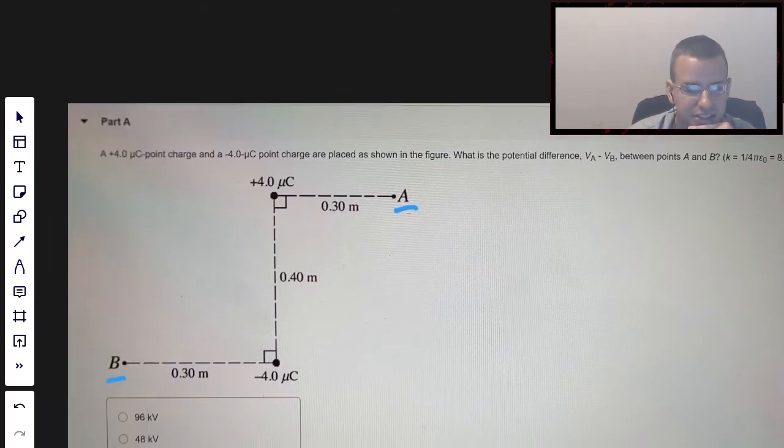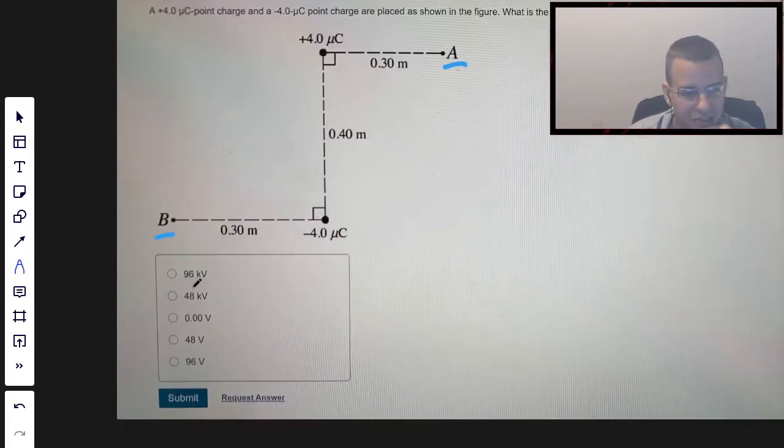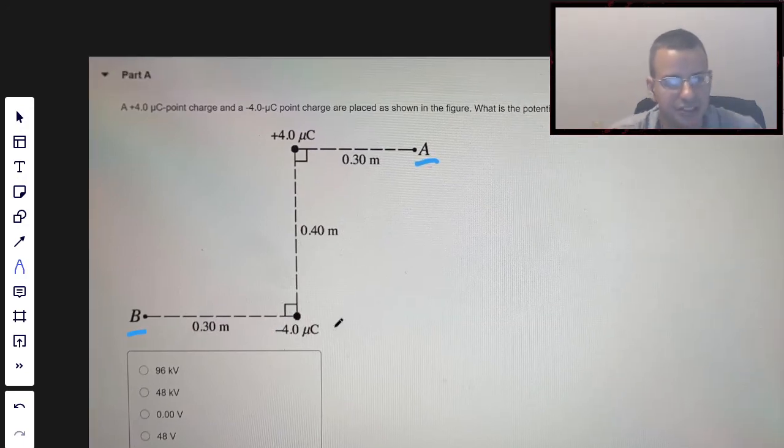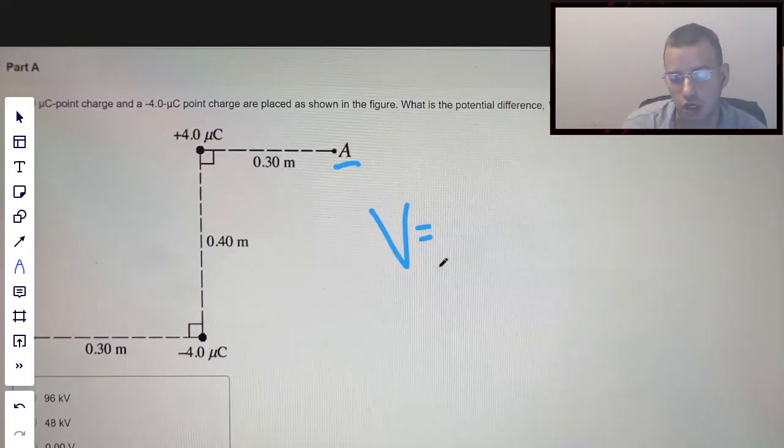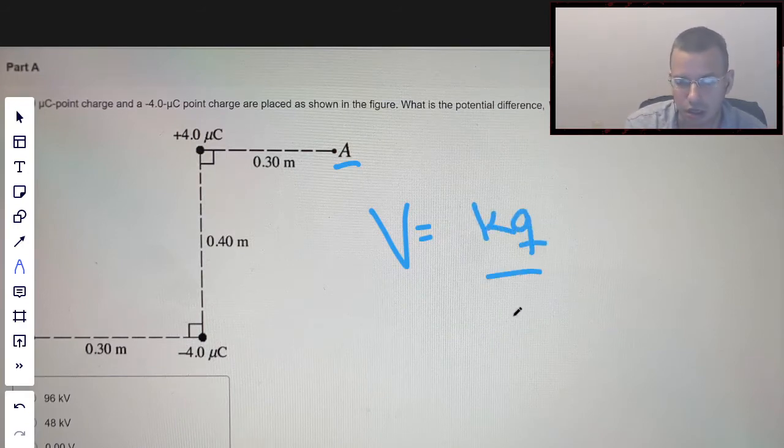And they give us this. It looks like all the answers are positive, so we don't have to worry too much about the signs. The formula we're going to use is the formula for the voltage of a point charge, which is going to be voltage equals K Q over R.